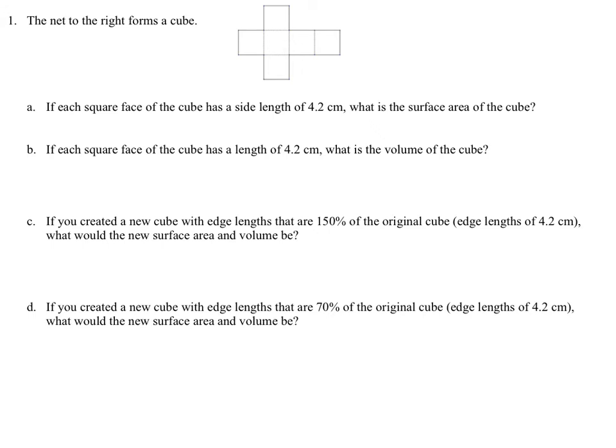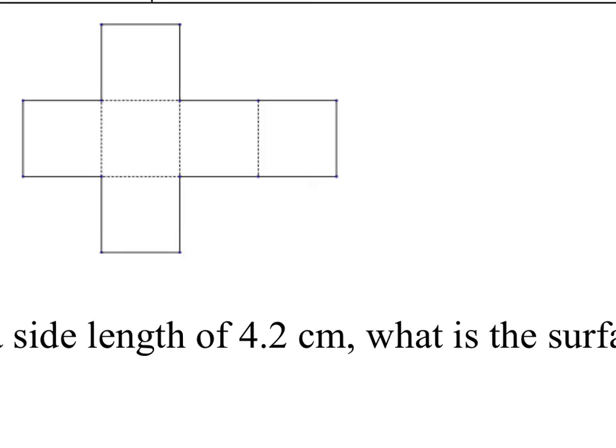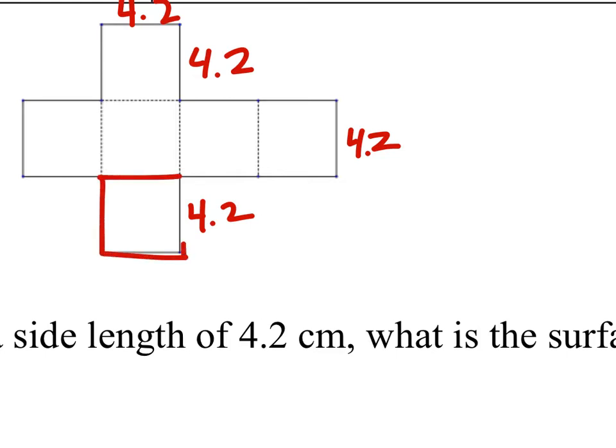Alright, they told us that this net will form a cube. I think we've seen it before. But if each square face of the cube has a side length of 4.2 centimeters, what would the surface area of that cube be? So what this means, let's take a closer look, is that each of the side lengths is 4.2, which is nice about a cube. You know, 4.2 there, 4.2, 4.2. I think that's pretty good in terms of the lengths that we have. Maybe this one, 4.2.